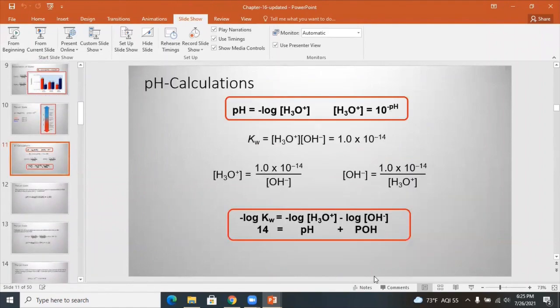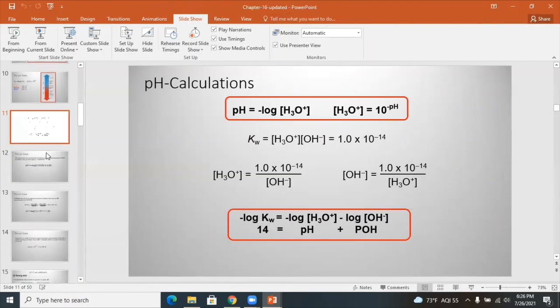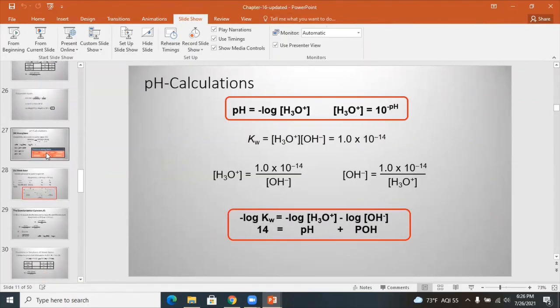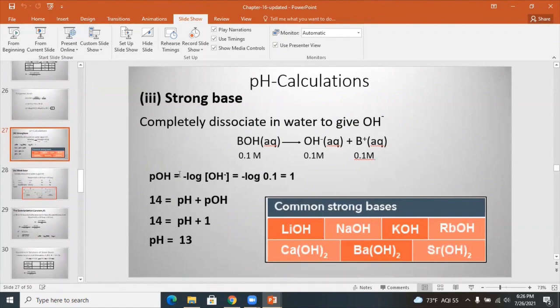This slide is very important. Here is the equation that we're using for the base. 14 equals pH plus pOH. So if you know the pOH, you can determine the pH by subtracting from 14. In this case, we are basically determining the pOH. The pOH is minus log 0.1, which is the hydroxyl ion concentration. Why do we call it pOH one more time? Because we are taking minus log of the hydroxyl ion. What we're measuring right now is the hydroxyl ion. So we're taking minus log of the hydroxyl ion, which is 1. So this is not the pH, this is the pOH.